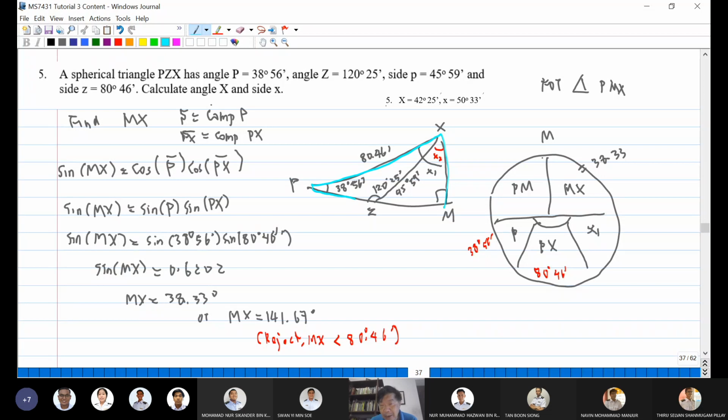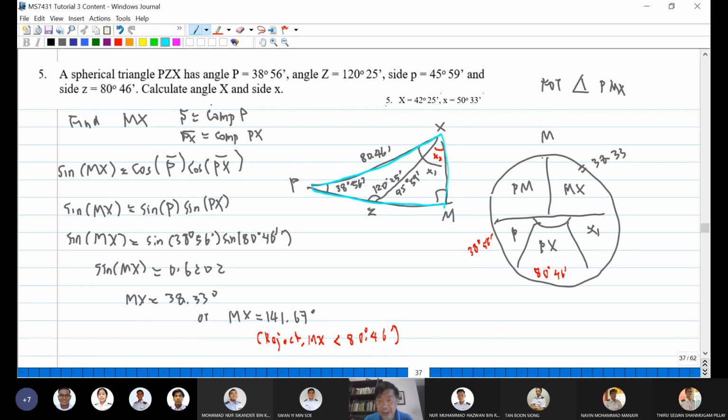So MX is sine of MX here is equal to product of the cosine opposite. Okay, so I use P bar for complement of PX, bar complement of PX here, because both of them is the total half of a sphere. So when you do this, you use the Napier's rule. Okay, MX equal to 38.33 or 141.67.